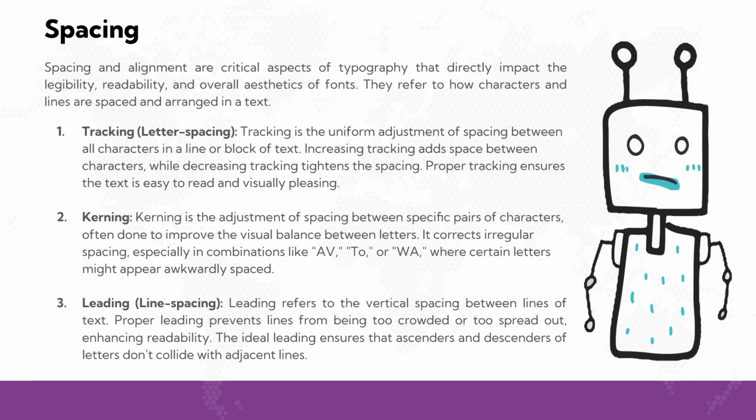We have what we call leading, or the line spacing. It refers to the vertical spacing between lines of text. Proper leading prevents lines from being too crowded or spread out. Let's say if you're writing a Y and we have the Y in small letters as a descender, you need to have good leading or line spacing such that the Y does not overlap with the text below.